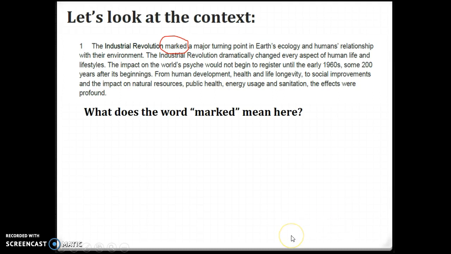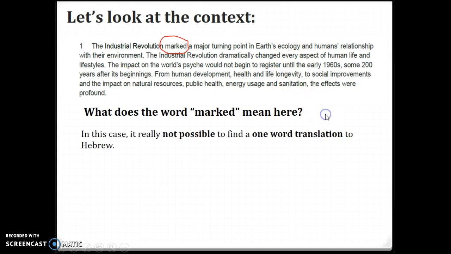So let's take a look at this text, and we see the word marked. The Industrial Revolution marked a major turning point in Earth's ecology. So what does the word marked mean here?